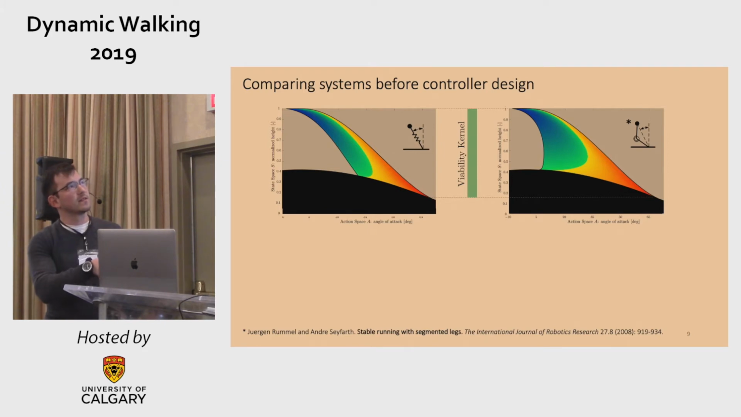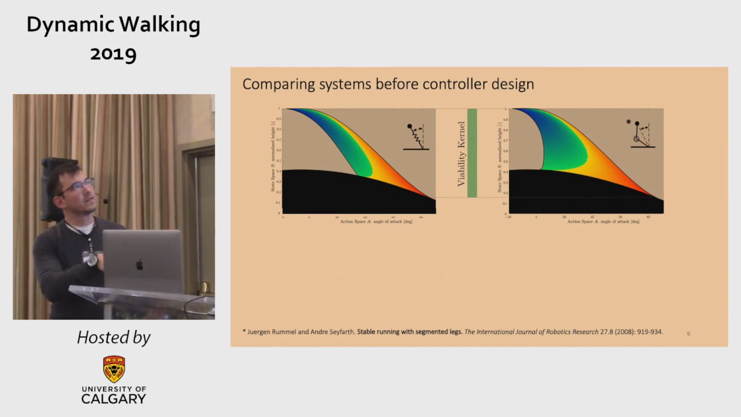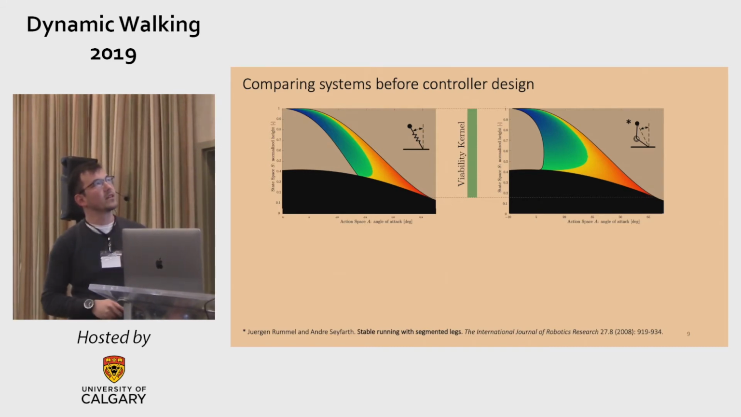So for example, this is just another SLIP model, but with a nonlinear spring in the leg. And this is the viable set in state action space.